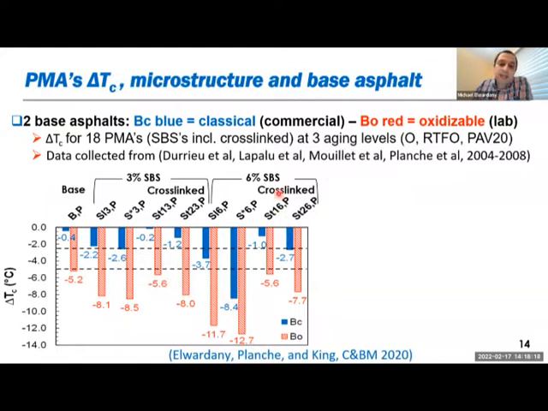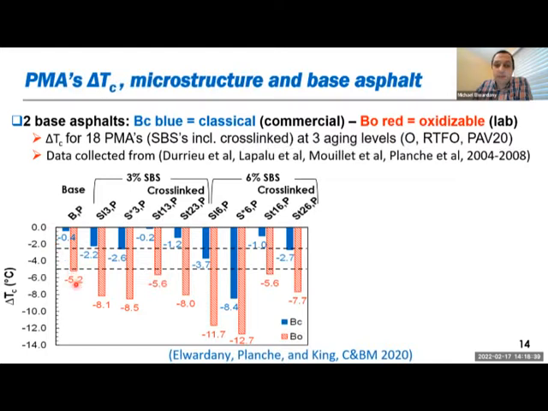So basically here, cross-linking could improve delta TC value and relaxation properties, and the homogeneity of the blend, or the dispersity of the polymer. And the other thing is that regular SBS modified binder may have lower delta TC compared to the base binder.